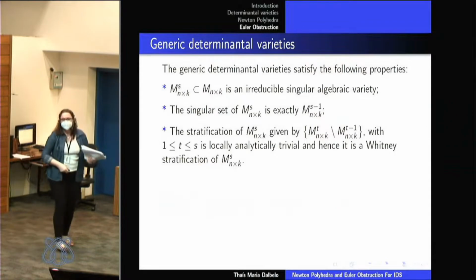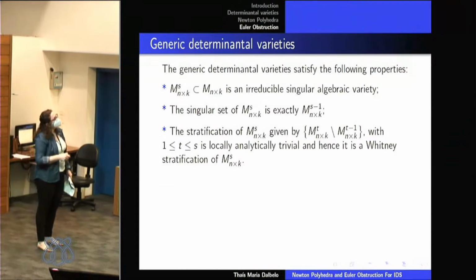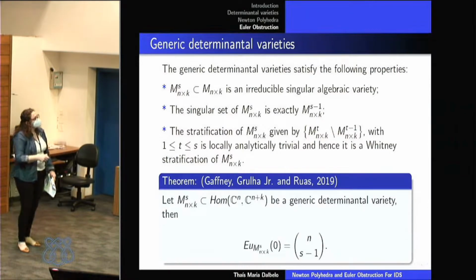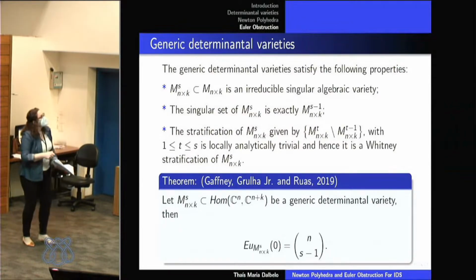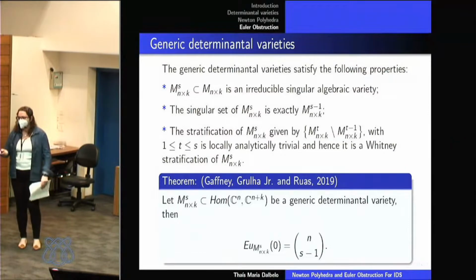As we saw in the beginning of the presentation, the generic determinantal variety has a Whitney stratification given by this set. Using this stratification and the previous formula, Gaffney, Grulha Jr., and Ruas proved this theorem: the Euler obstruction of this generic determinantal variety is given by this beautiful formula, because it is just a binomial coefficient.